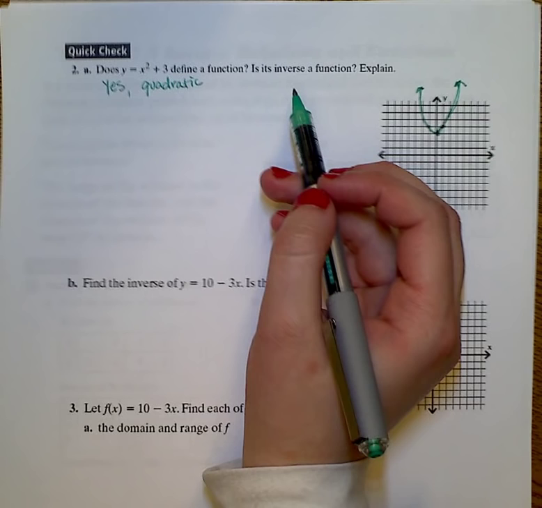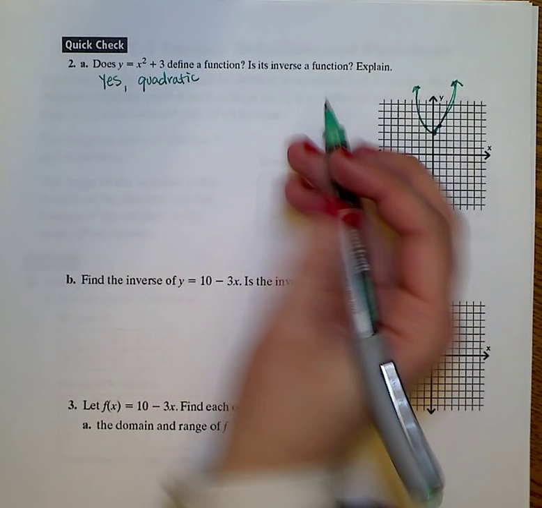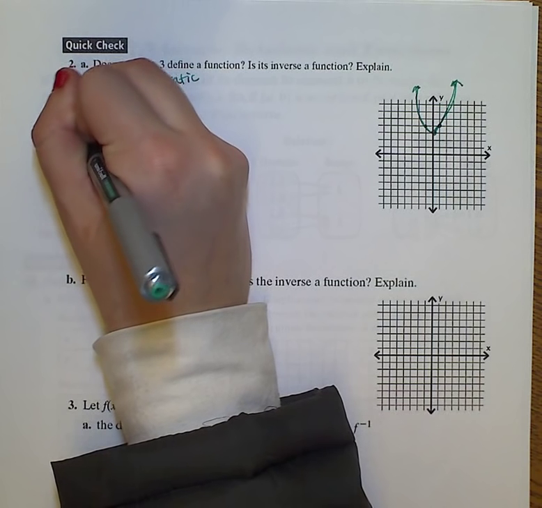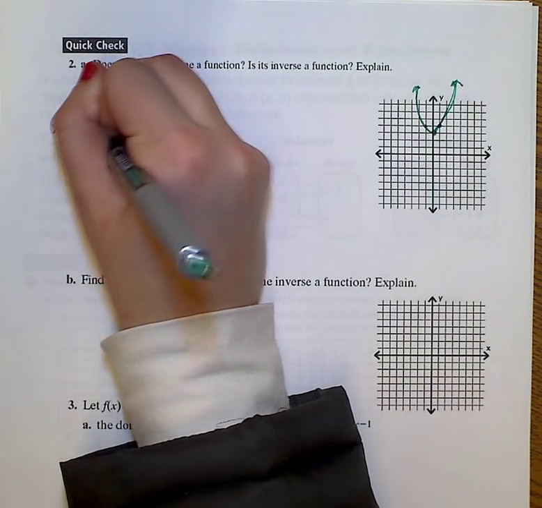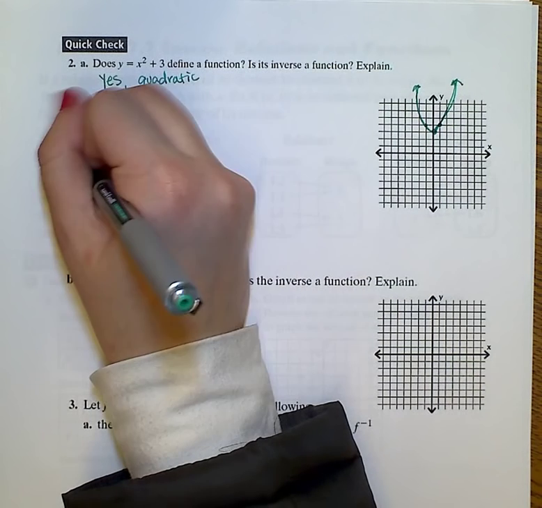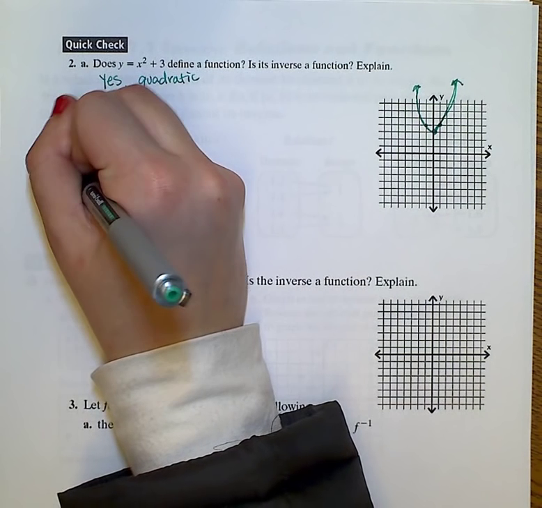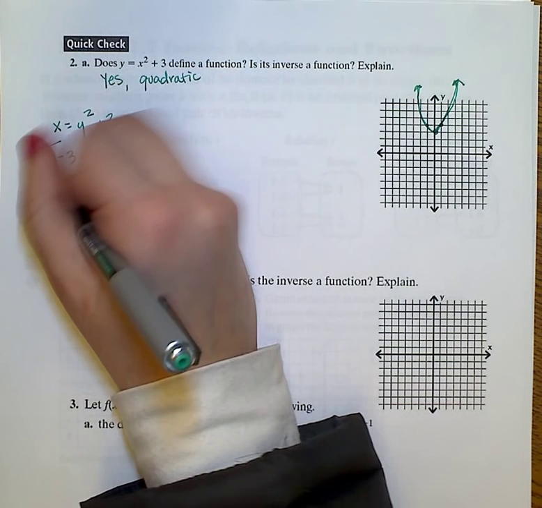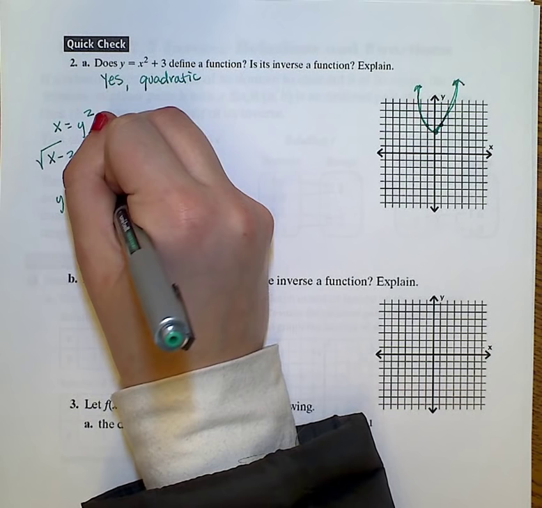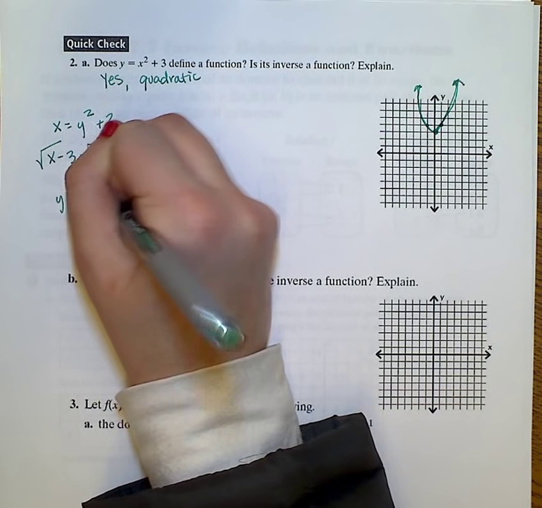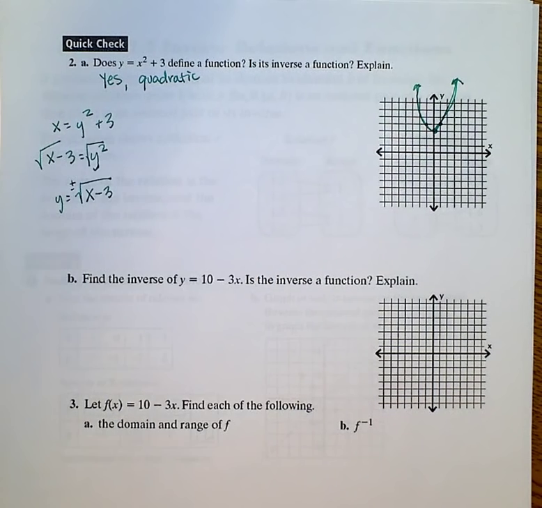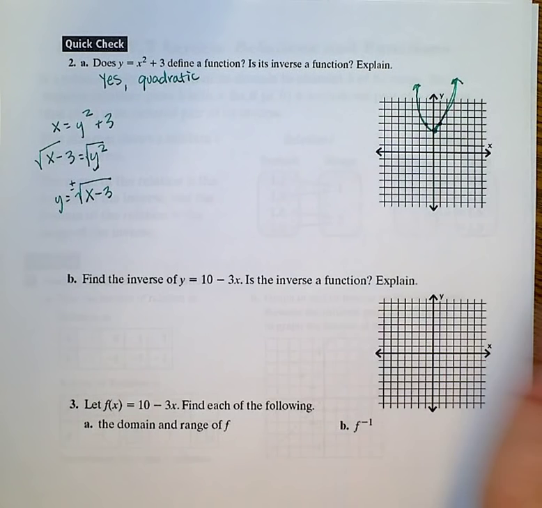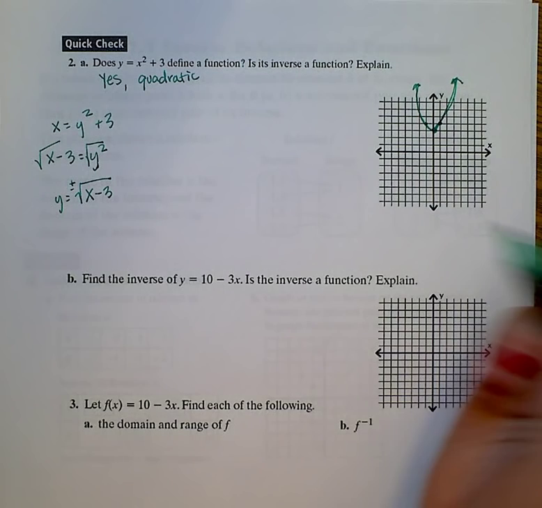Well, in order to test that, we need to find our inverse. So I'm going to flip my x and y. So I get x equals y squared plus 3. I want to get y by itself, so I move that 3 over. x minus 3 equals y squared. Square root both sides, and I get y equals the square root of x minus 3, which could be plus or minus. But again, when we plug in numbers here, we're just going to only take the principal root and assume it's positive. So let's see, is this a function?